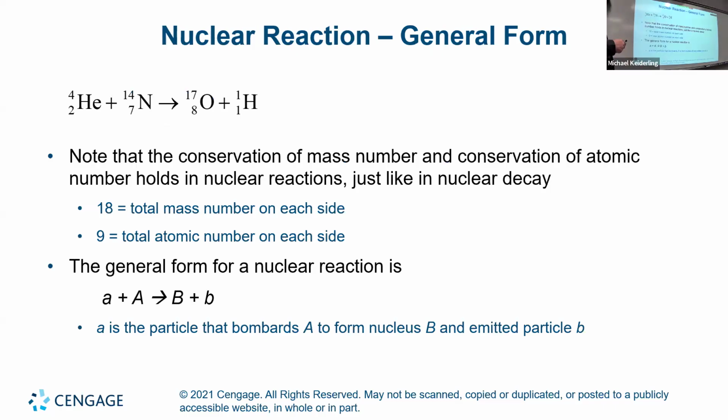So the conservation of mass number and the conservation of atomic number holds in nuclear reactions, just like in nuclear decay. The total mass number on both sides is 18. The total atomic number on both sides is 9. And the general form for a nuclear reaction is a plus big A equals big B plus little b. So the particle that bombards A to form nucleus B and emitted particle little b. Generally what happens is you whack a particle into another particle, it changes into something new and spits something out.